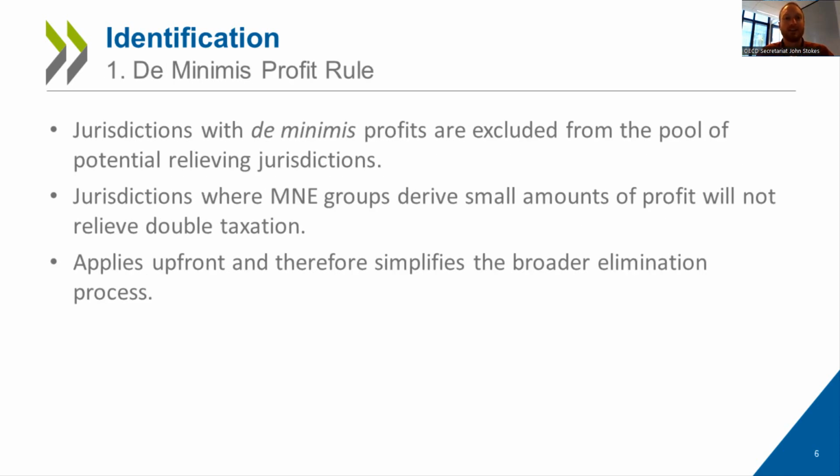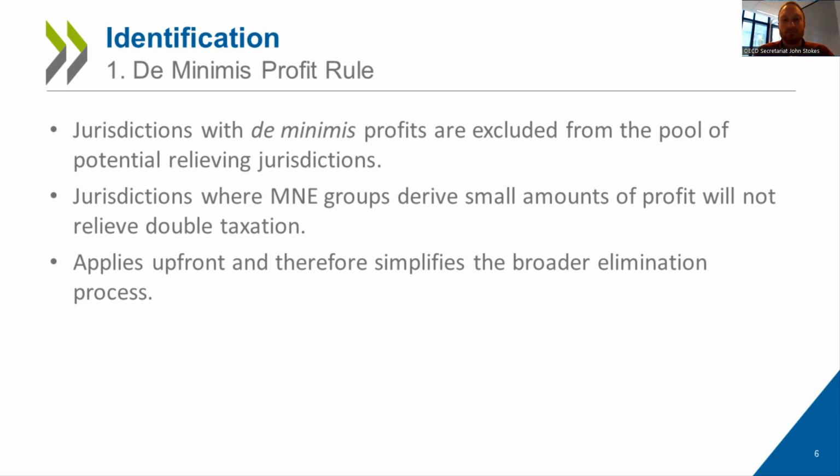And we'll start by thinking about the de minimis profit rules. So jurisdictions with de minimis profits are excluded from the pool of potential relieving jurisdictions. So if there is a low level of profit within a jurisdiction, then the TFD decided that it's only right that those jurisdictions are not called upon to relieve double taxation. And this rule applies up front.